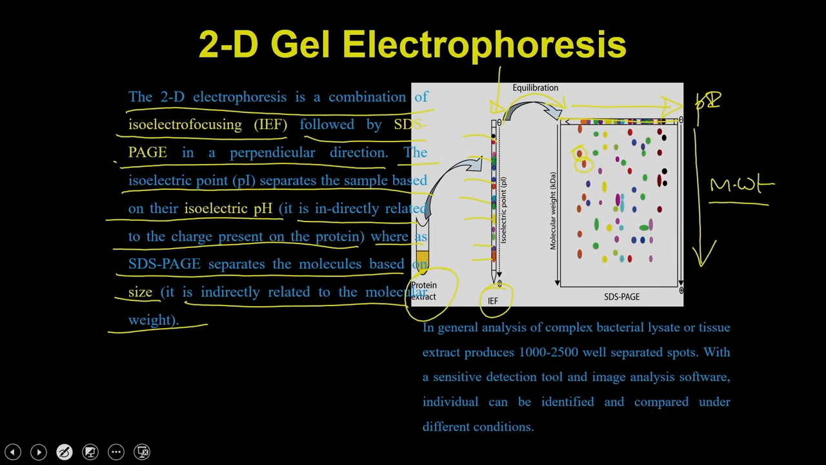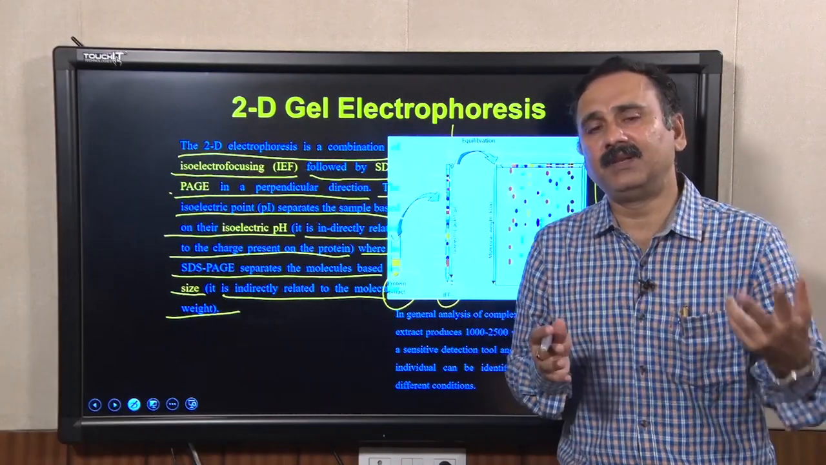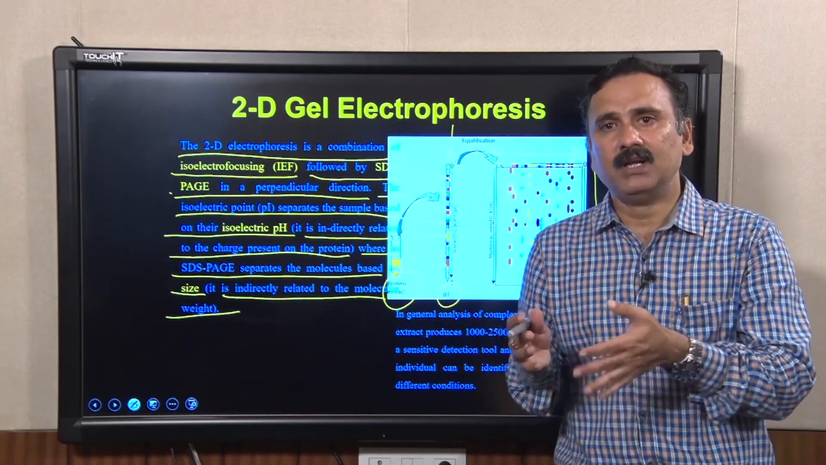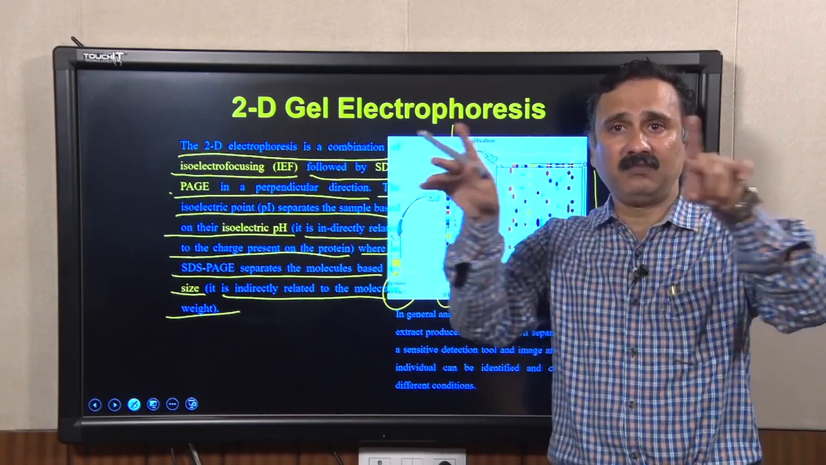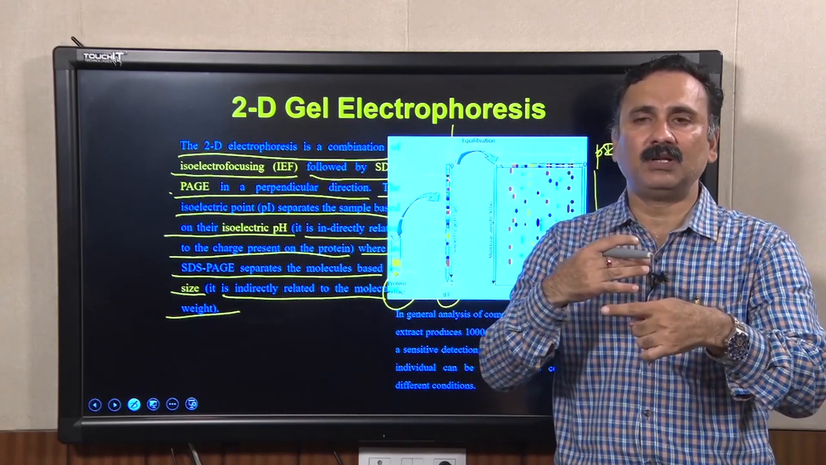where two proteins of similar properties are going to be resolved, because two proteins having the same molecular weight may not have the same isoelectric point. So first they will be separated based on the isoelectric point, and then they will be separated based on the molecular weight.